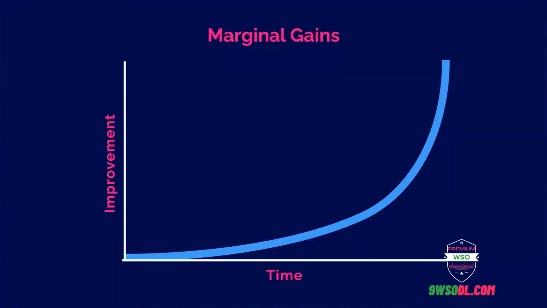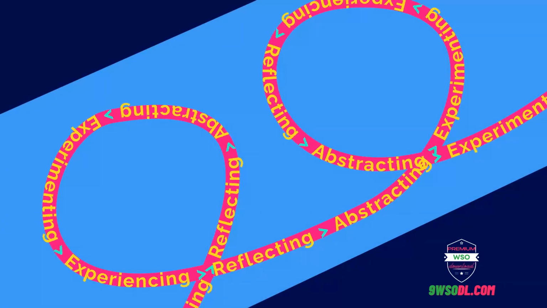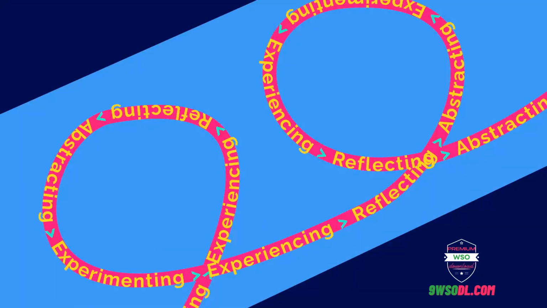And then we've got Kolb's, which is the actual method through which we are making those gains and stacking and compounding those gains in a cycle. So if you were to zoom in on that marginal gains curve, you would actually see multiple cycles of Kolb's going up and down to track that improvement curve.